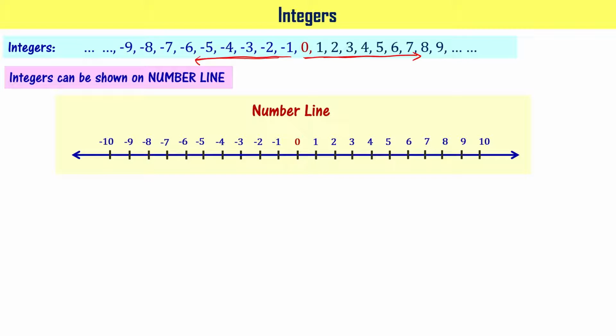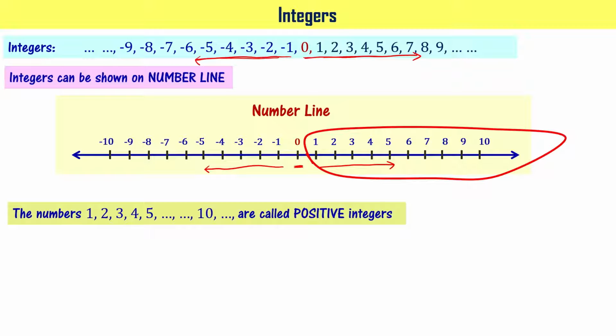As you see here, integers can also be shown on number line. So for integers, 0 stands at the middle of the number line, at the center of the number line, right? In the case of whole numbers, the number line starts with 0, right? But in the case of integers, the number line has 0 as the midpoint, right? And to one side, you have numbers like 1, 2, 3, 4, 5, and so on. And to the other side, you have numbers like -1, -2, -3, -4, and so on, right?